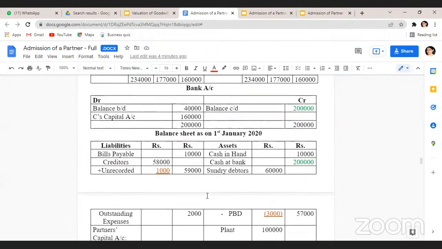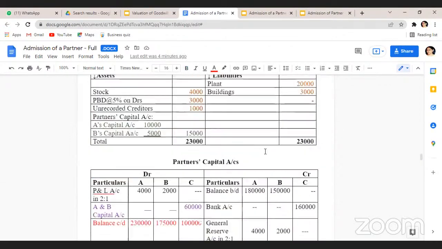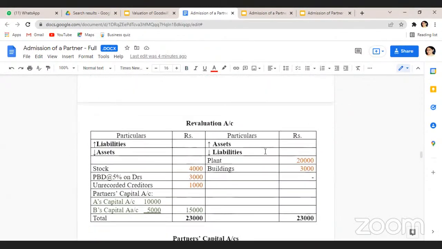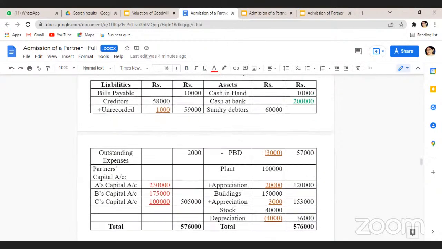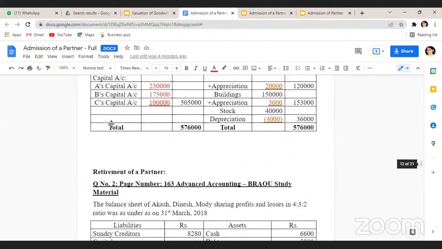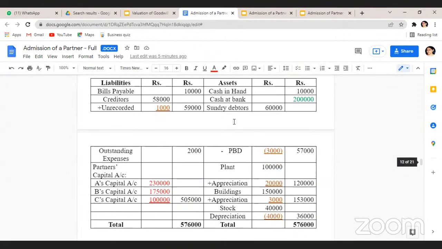The fourth one is the balance sheet. Balance sheet preparation is as usual, but remember the change here. Certain assets and liabilities get changed. Values will get changed. So with the changed values of assets and liabilities, and with the changed capital balances of the partners, and by adding the new partner's capital, we will prepare the balance sheet. That is called the new balance sheet after admission of the partner.